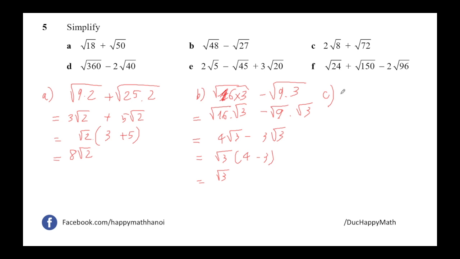C. 2 times the square root of 4 times 2, and 72 will become 9 times 8. 9 times 8, is that okay? No, it can't be. So 36 times 2. Yeah. So the perfect square gives 2 times the square root of 2, and the perfect square 36 means 6 times the square root of 2, and 4 plus 6 means 10, 10 square root of 2. Okay, in a similar way, do questions D, E, and F.